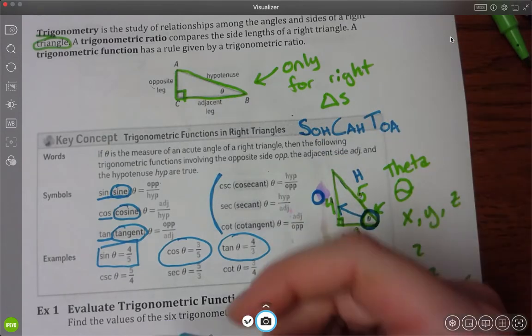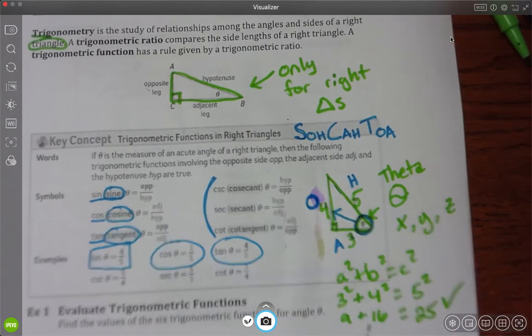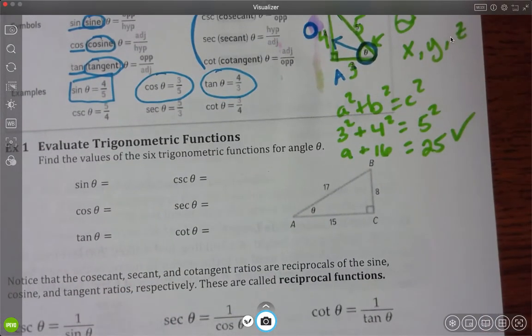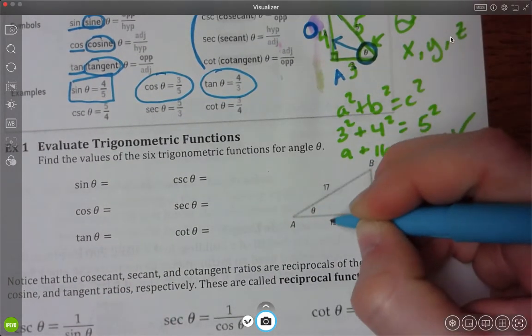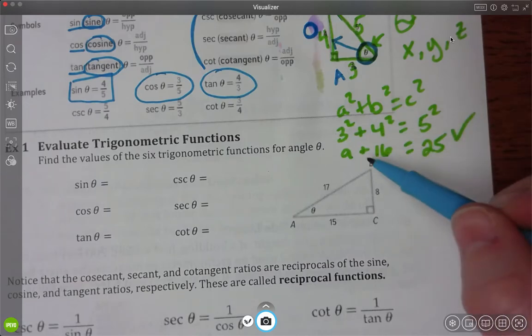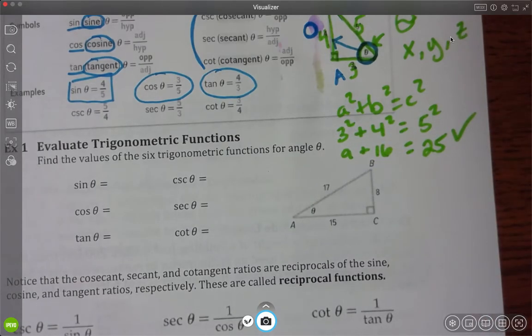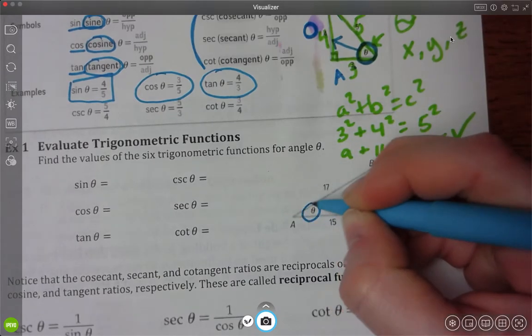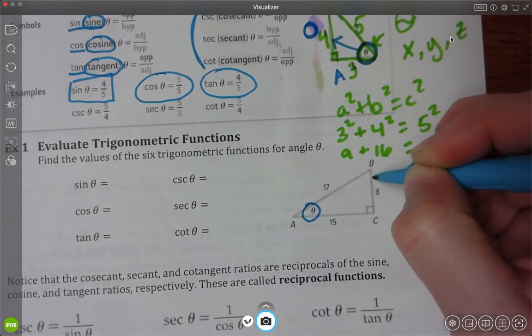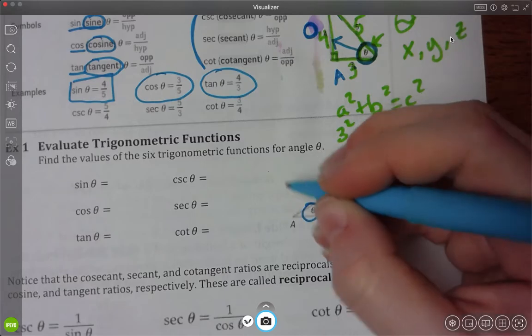All right, so if we go down to example 1, here we go. We've got 8, 15, 17. That's another special right triangle. If you put it into a squared plus b squared equals c squared, it comes out really nice. So here's the angle that we're talking about. We're not talking about this angle up here. We're not talking about the 90-degree angle. We're talking about this angle.